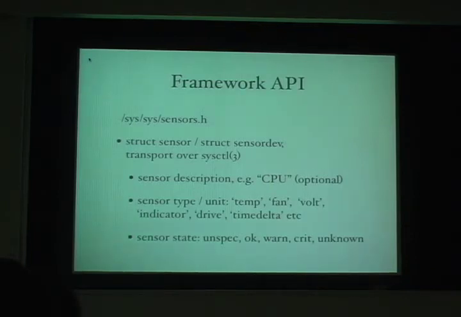There's the sensor type and unit, and it can be, for example, temperature, voltage, indicator, drive, and delta, and there are a lot of other types. And in the proceedings there is a table of all types, you can take a look at it. And the sensor state can be unspecified, OK, warning, critical, or unknown. And again, many of these, for example Super I/O sensors, don't have any notion of sensor state. So for those drivers, the sensor state should be unspecified, because you don't want to confuse the users into thinking that a certain sensor has an OK state when you actually don't know what the state of the sensor is.